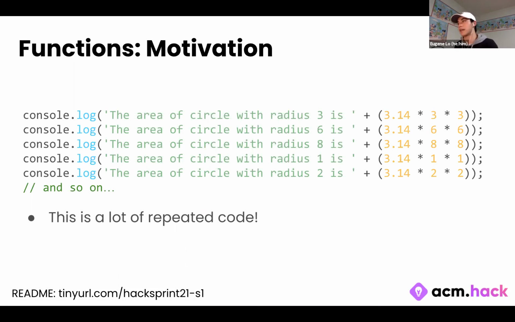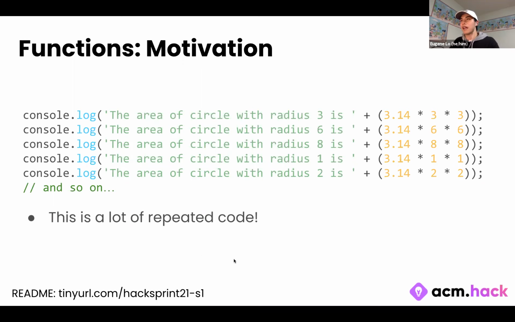So 3.14 times 3 times 3. And then if we have another one with radius 6, we would have to do it again, 3.14 times 6 times 6. And you can see how this is getting kind of tedious. We have to copy and paste this line over and over again and manually change the value of the radius each time. This is a lot of repeated code, which is usually a big no-no in programming. But it's okay because all of us were guilty of it at one point or another. So there's no shame behind it.